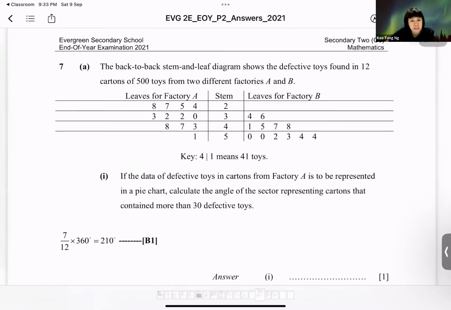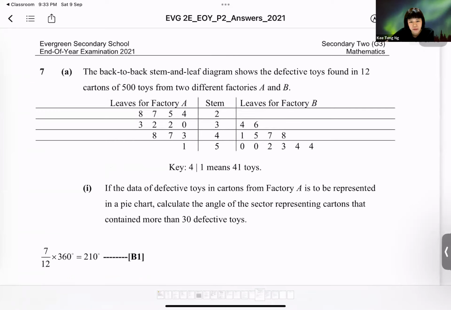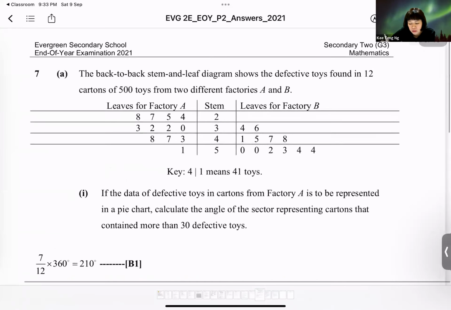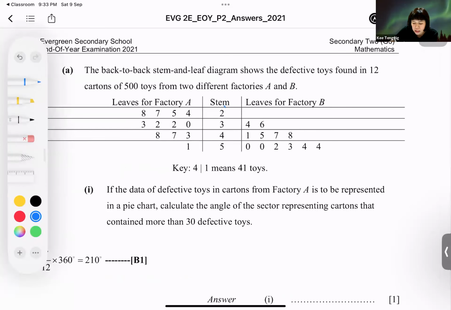Okay, for question number 7, this is a back-to-back stem and leaf diagram. Please take note. For the stem and leaf diagram, here, this is the stem. If I look at this number, this is the number 50, no problem. But if I look at the back-to-back stem and leaf diagram and I look at this number over here, this number is not 15. I look at the stem to the leaf, stem then leaf. So this number here will become 51. It will be the stem to the leaf, so please don't mix up the numbers.